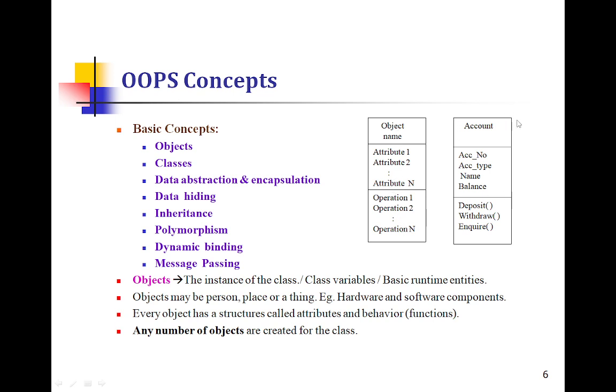That is one more example. By means of the object account, I can access the account number, account type, name, or balance. At the same time, I can use those variables within that function, and by using that object, I can access those functions individually. Any number of objects can be created for a single class. You should know about that.